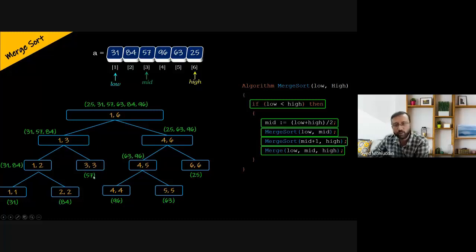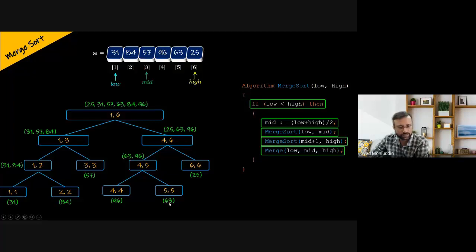3, 3 has only one element, 57. So this is sorted, 1, 2 is sorted, so merge them. When we merge them, we get 31, 57, 84. Then, to the right side, we have 4, 4. 4, 4 is only one element, that is 96. At index 4, we have 96.